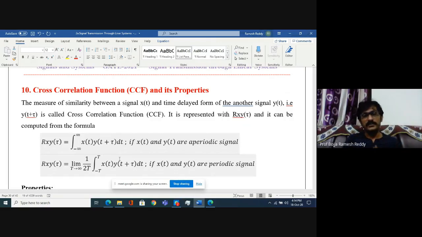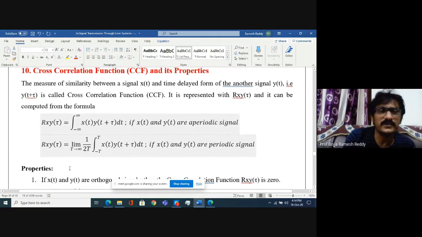It is the measure of similarity between a signal x of t and a delayed form of another signal y of t. They are different signals, that's why it is called the cross correlation function. The delayed signal is y of t plus tau. It is represented with r x y of tau, like r x x, and it can be computed similarly.